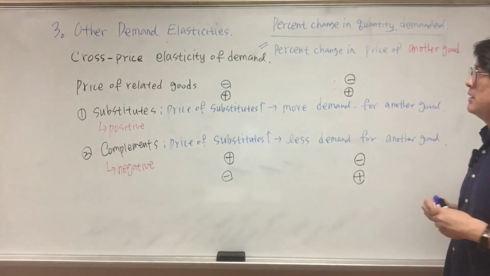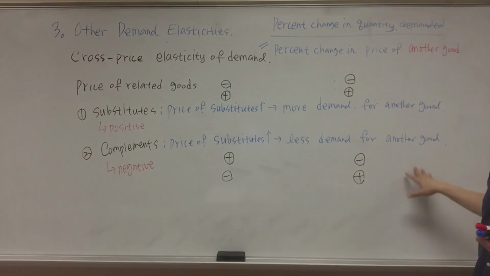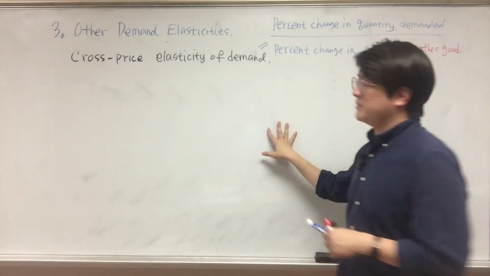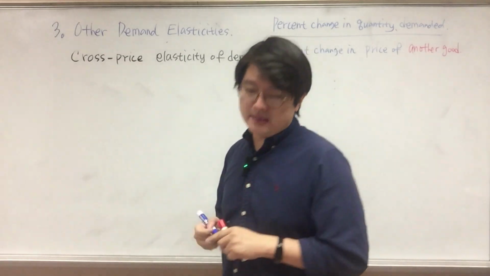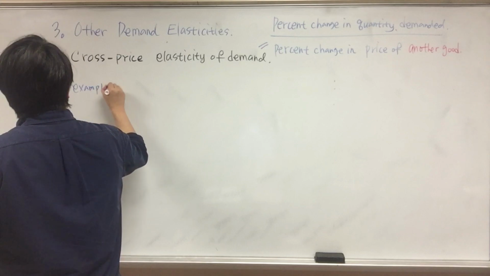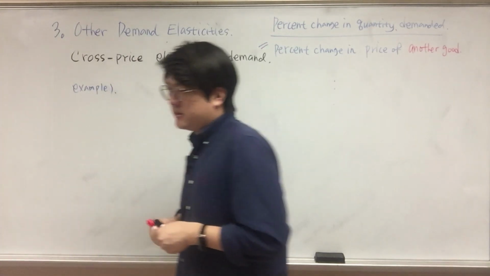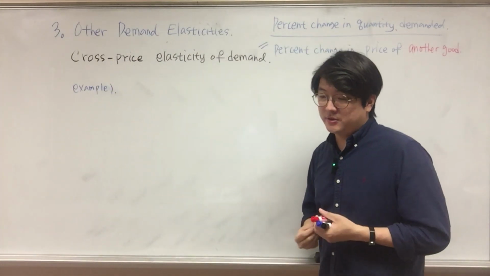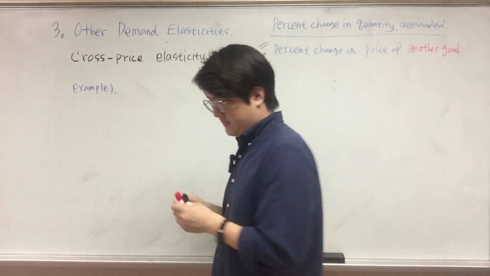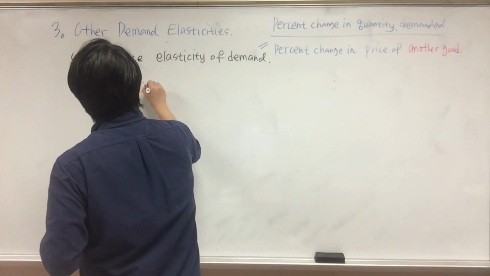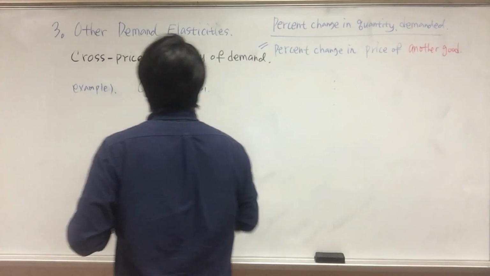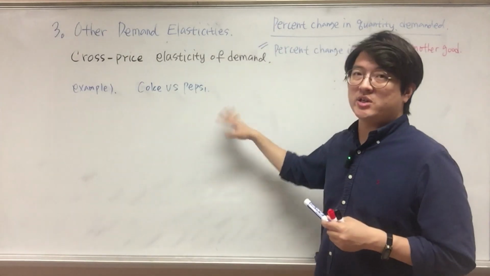Okay. So you can understand what it is. I will give you examples of the cross price elasticity of demand in order to understand what it is. For example, one of the typical examples of substitute goods are Pepsi and Coke, right? Because they can replace each other.